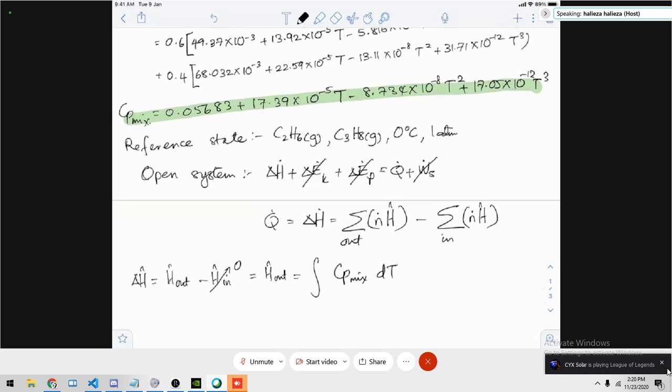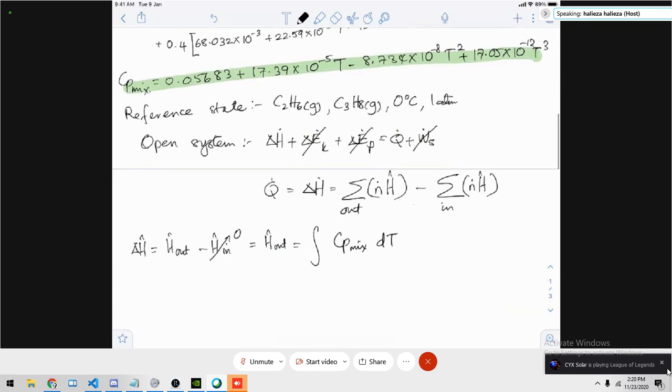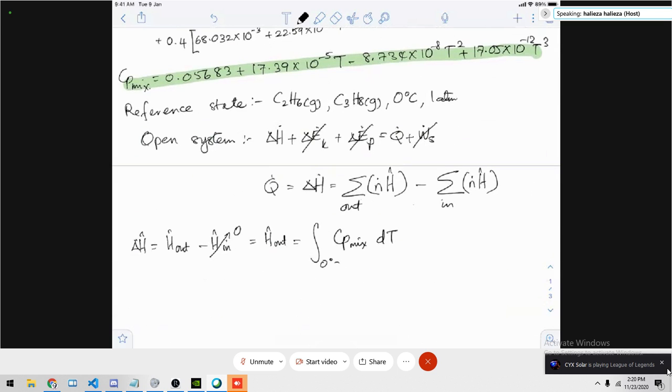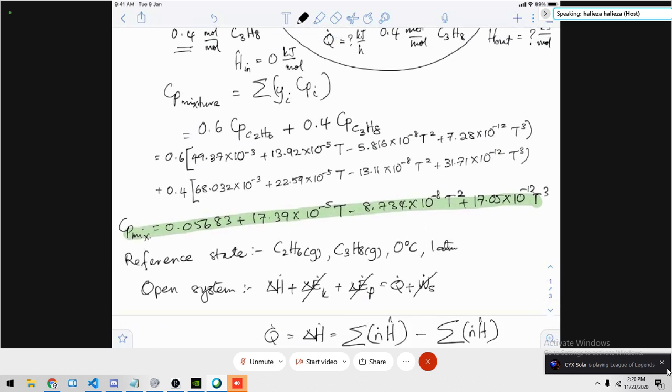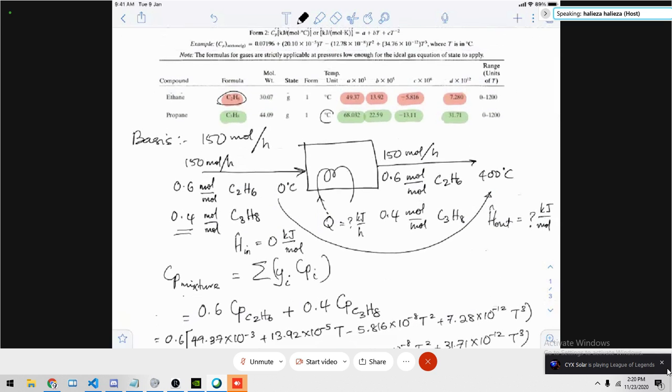Anybody? Let's look at the diagram. 0. Zero. Yeah, 0. You start from 0, you go to 400. So your starting will be 0 degrees C and your final will be 400 degrees C. But have a look at the unit we're going to use. Is it degrees C or is it Kelvin? Okay, it's going to be degrees C.